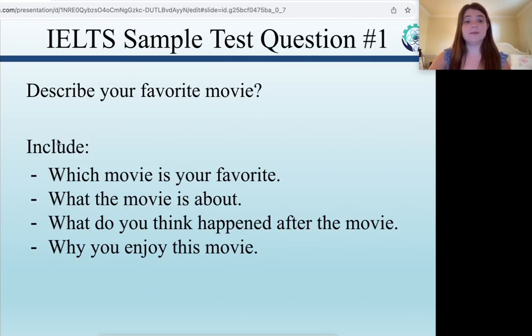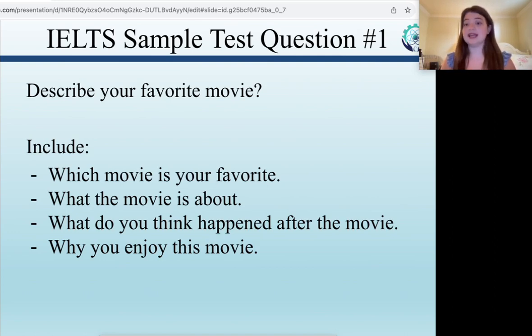Okay, so for example, let's say they say, describe your favorite movie. Don't just say, my favorite movie is Harry Potter and the Philosopher's Stone, and it's a really good action movie, right? Now, you could start with that, absolutely, because you talked about the genre, you said it was an action movie, and you told them what your favorite movie was. So that would still get you some points. That's still a good start, but we don't just want to say that and then be done with it.